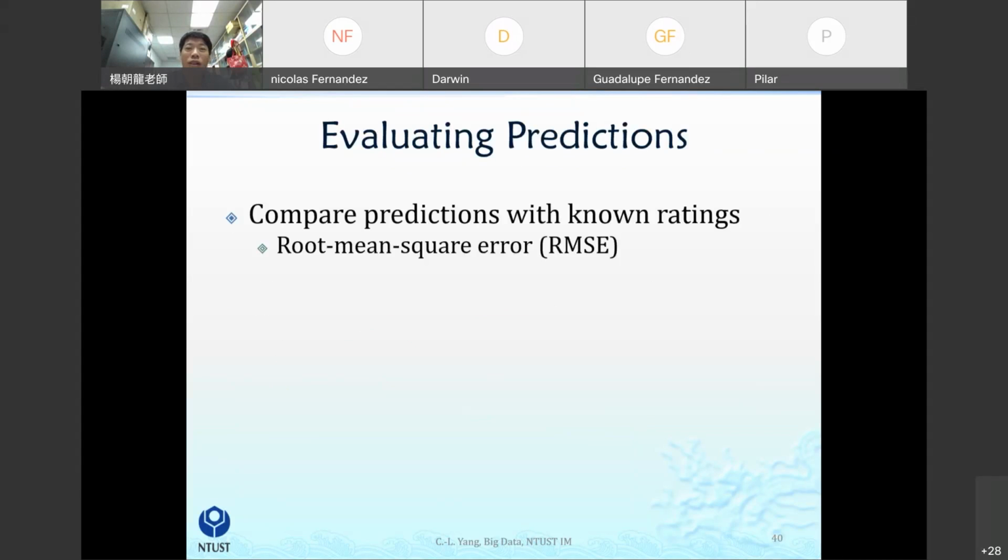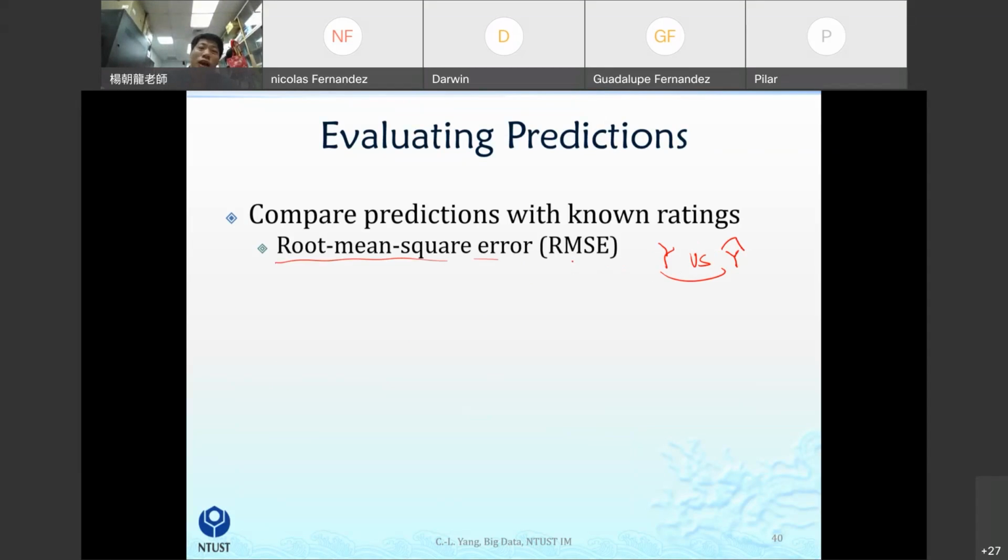And how to evaluate the prediction? Well, that's very common sense for the people that already learned data mining, or the data scientists. Basically, you want to know your rating and your predicted rating versus your predictive value, and what's the difference.